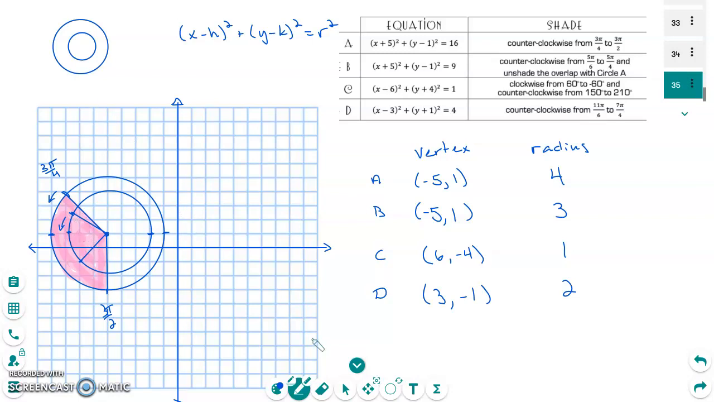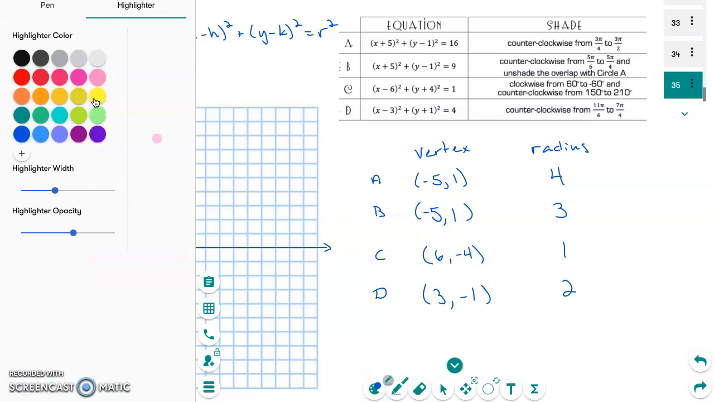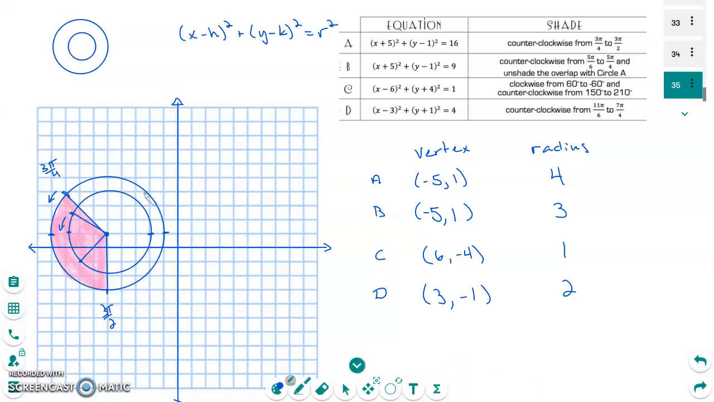So you can either erase, that's kind of tricky for me to do. So what I'm going to do, and you're welcome to do this too, is just use a different color. So I'm going to switch to yellow there and just highlight that section in a different color. Or if you want to erase and have a little hole in your shading, that works too. So you're going to have something that looks like that. Good. All right, let's have a look now at circle C.